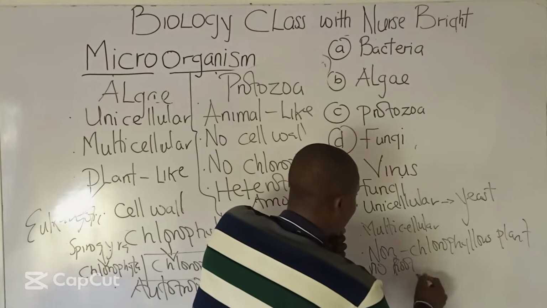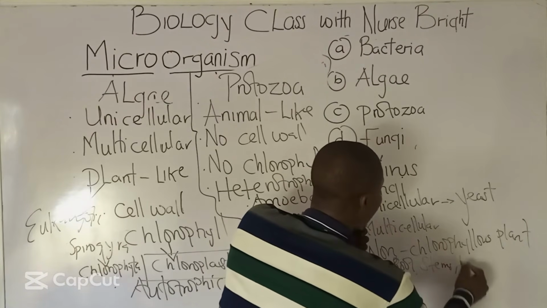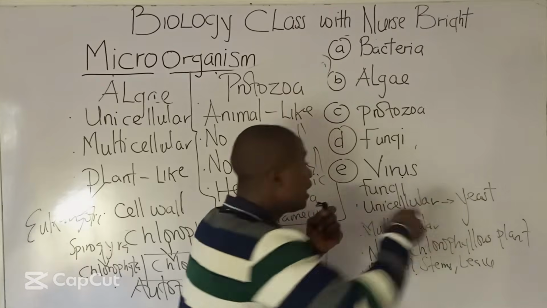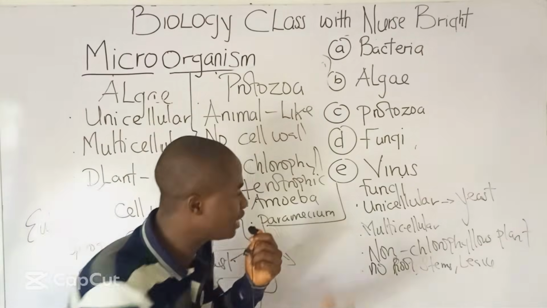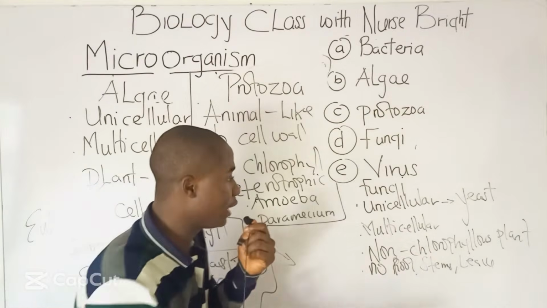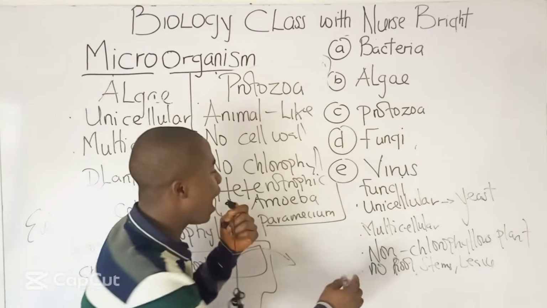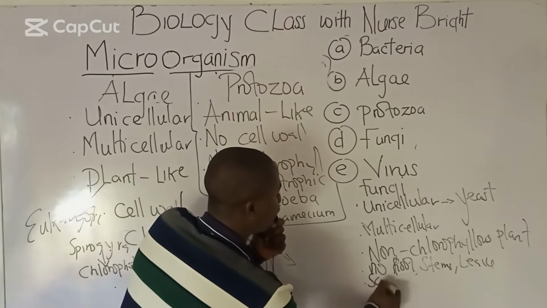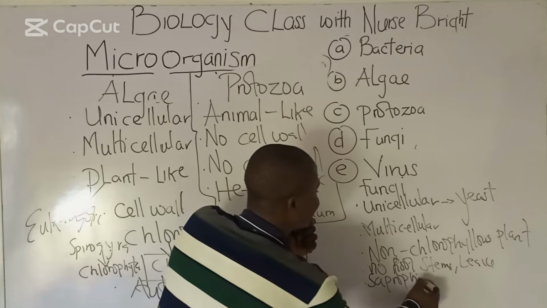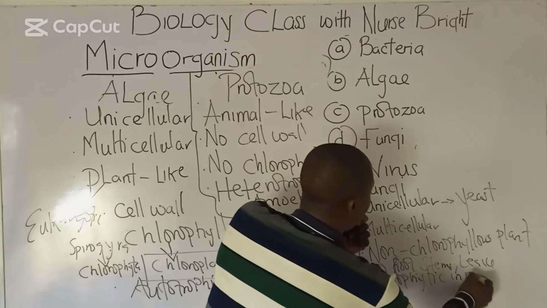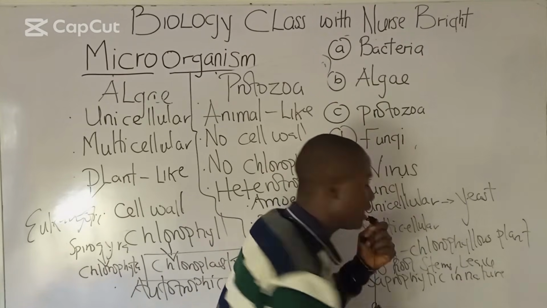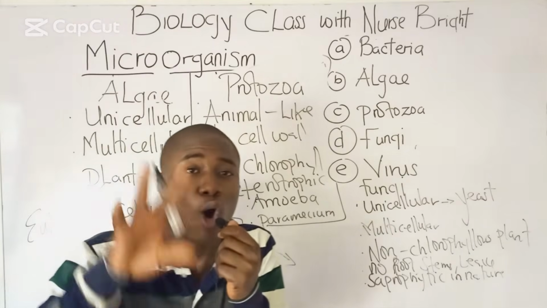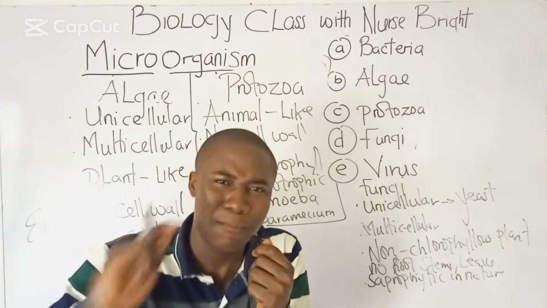No roots, stems, and leaves for this same group of microorganisms called the fungi. They possess no root, stem, and leaf, and also they are saprophytic in nature. For a particular organism to be saprophytic, it means that organism feeds on dead, decaying matter.